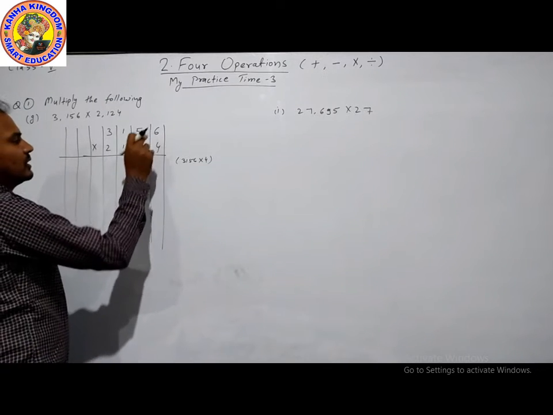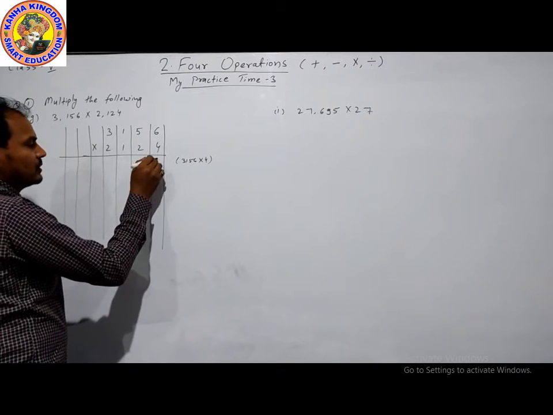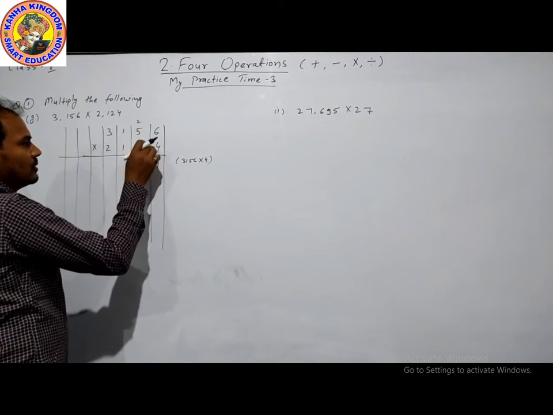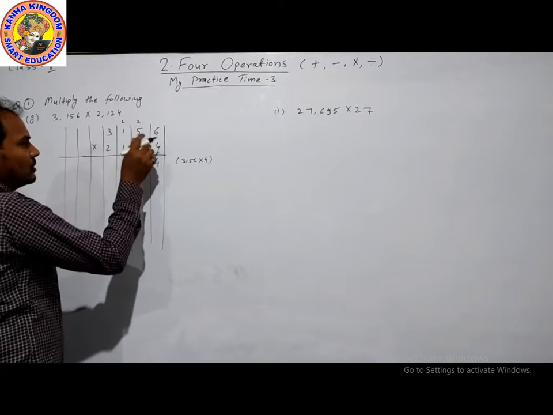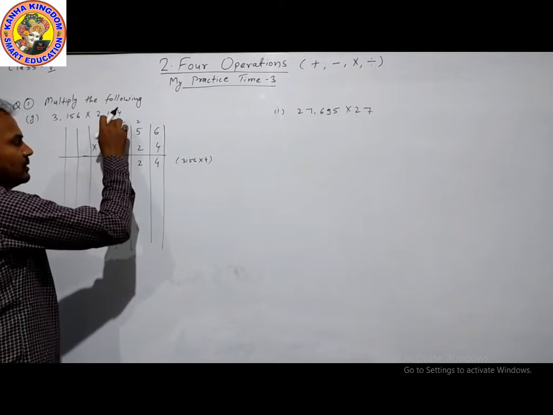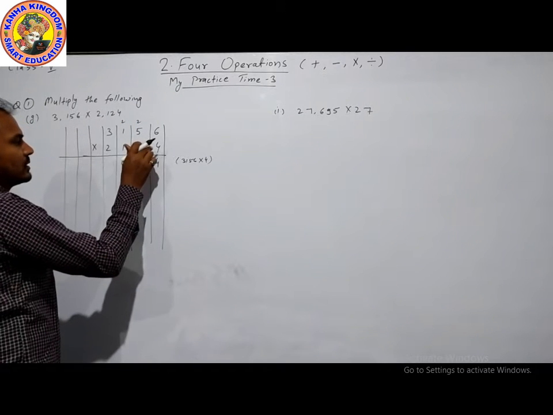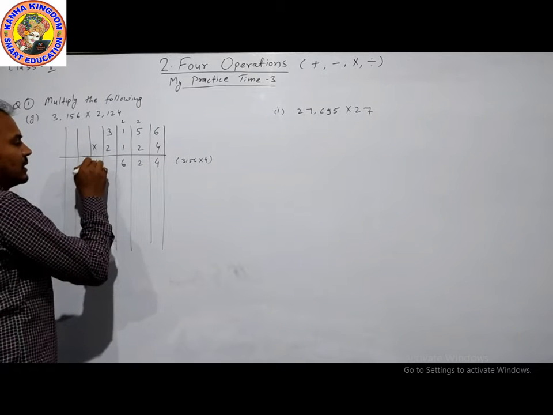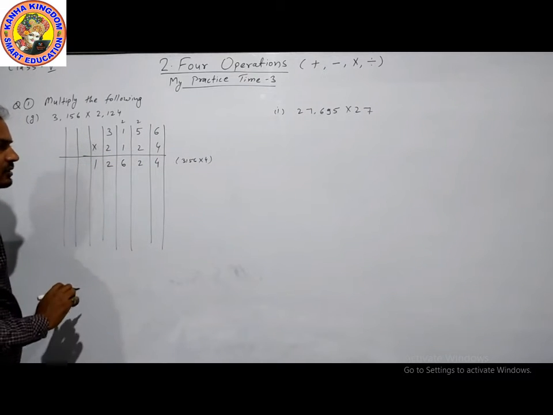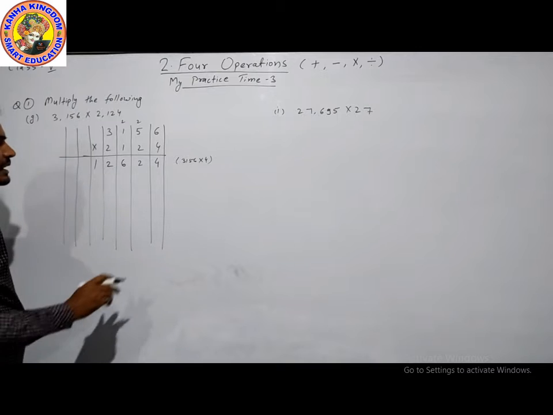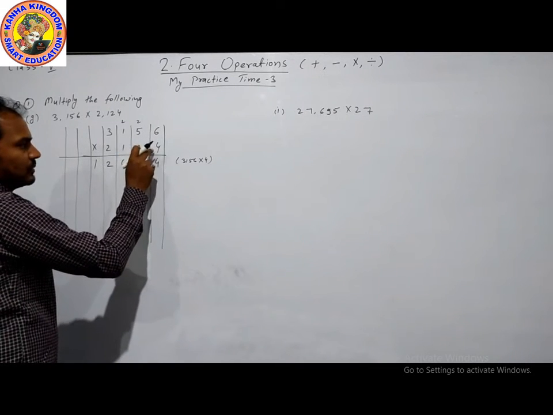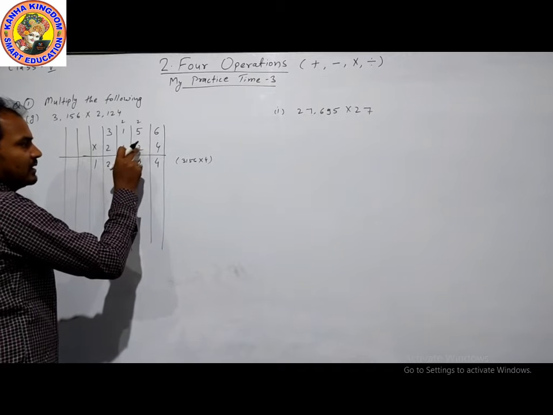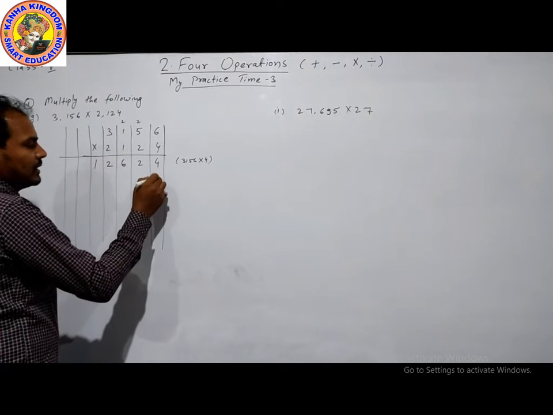Now 4 into 6, 24. 4 into 5, 20 plus 2, 22. 4 into 1, 4, 4 plus 2, 6. 4 into 3, 12. So this is 12. Now in the next line we will multiply the number by 2. The multiplication of 4 is done. Now we will multiply by 2.